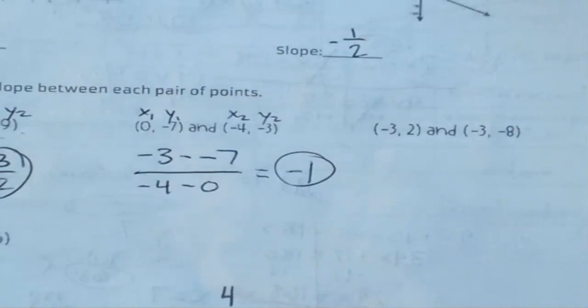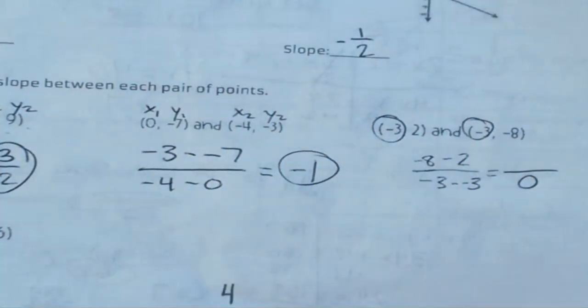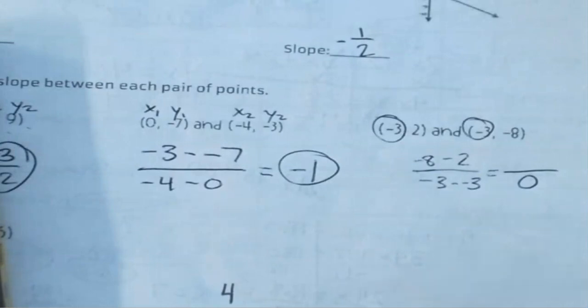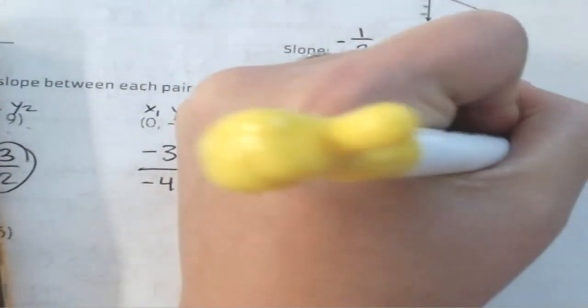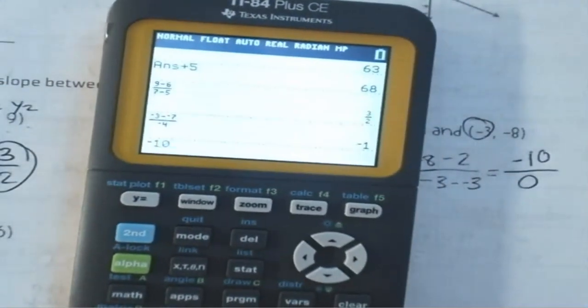Okay, this one right here, notice how the x's are the same. So they're going to end up canceling out. They're going to be 0. -3 minus -3 is 0. So you're going to have a number on top and 0 on the bottom. So -8 minus 2, -3 minus -3. Anytime you have 0 on the bottom, a number divided by 0... You can't divide anything by 0. -10 divided by 0.